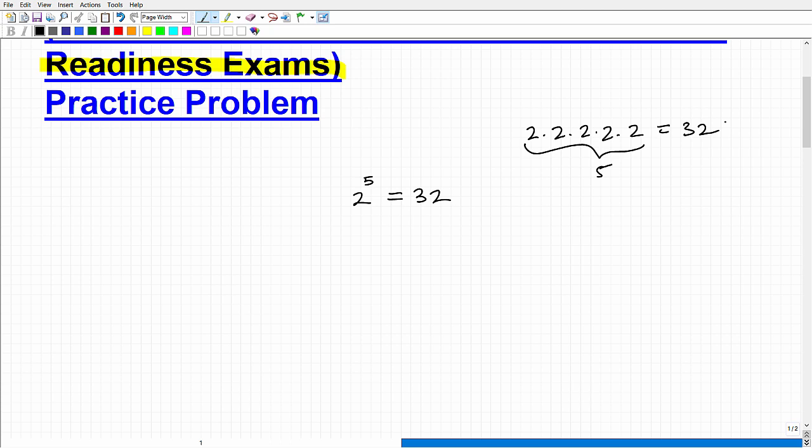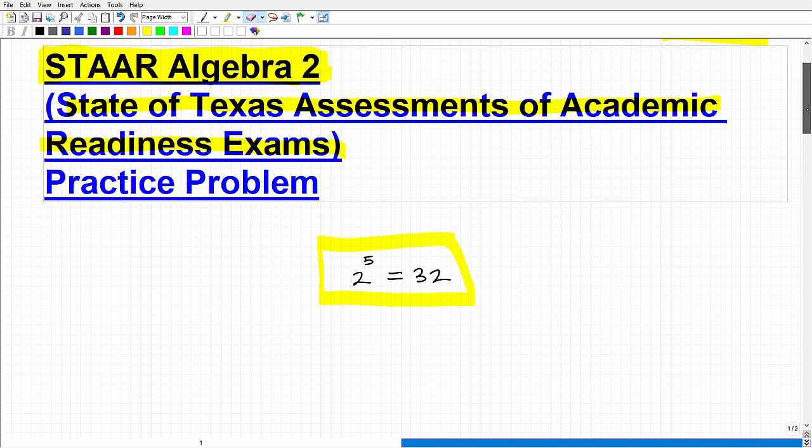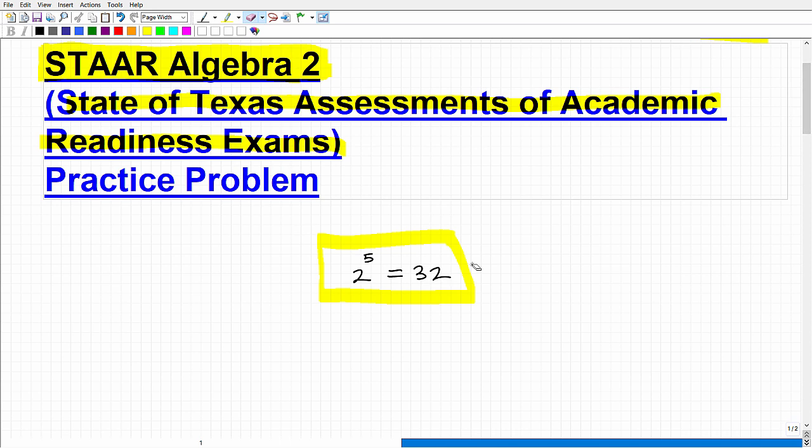So what I'd like you to do is to write this equation, this relationship or expression, as a logarithm. Write it as a logarithm. Hopefully that means something to you. And whatever you do, don't go on Google or do a quick search to check things out. Try to think about it. But again, if you're fully prepared and you have learned everything from Algebra 2, you should be able to handle this problem rather easily.